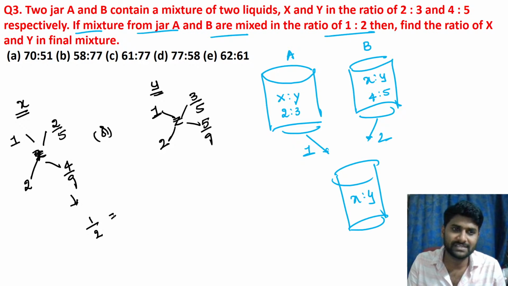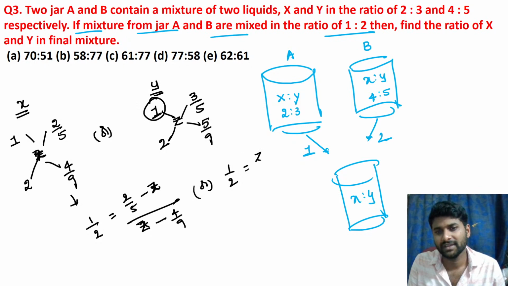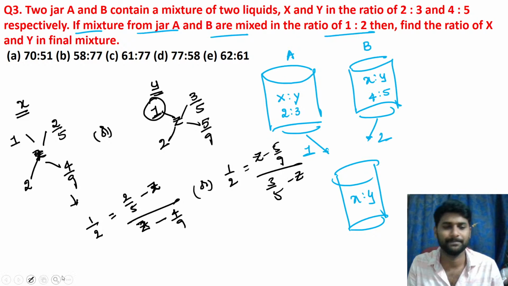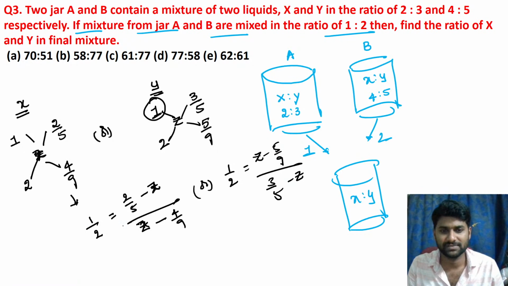1 by 2 value is exactly equal to 2 by 5 minus z divided by z minus 4 by 9. Or if you are taking this equation again, 1 by 2. Remember, the value of 1 is simply the difference of z minus 5 by 9 divided by the value of 2, which is the difference of 3 by 5 minus z. If you solve any of these equations, you can get the final ratio, guys. Just go through this equation.